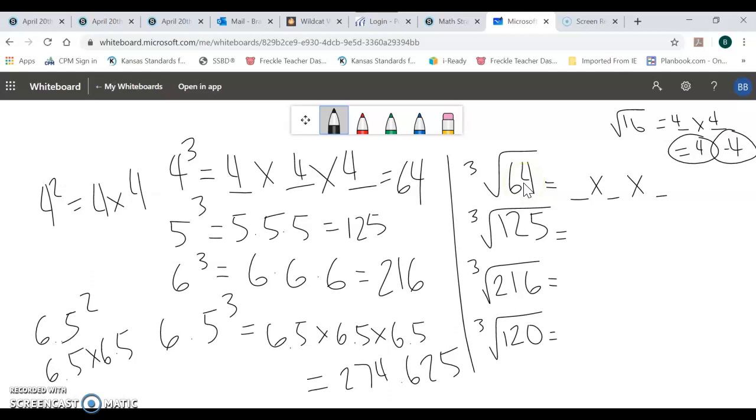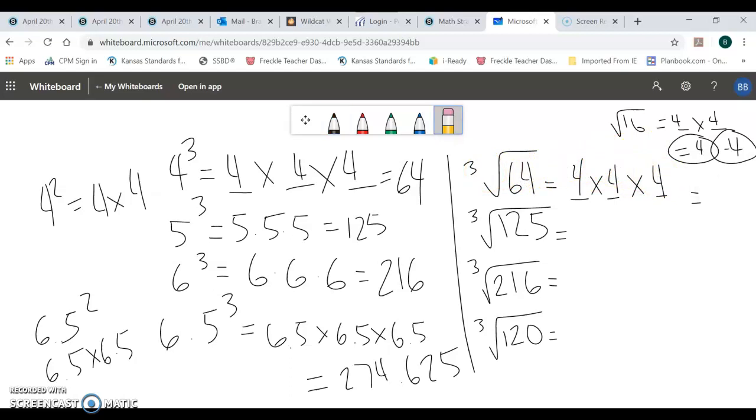Try stuff out. 1 times 1 times 1, that's 1. 2 times 2 times 2, 8. 3 times 3 times 3, 27. 4 times 4 times 4, 64. Okay, I got it. 4 times 4 times 4 is the one that works.